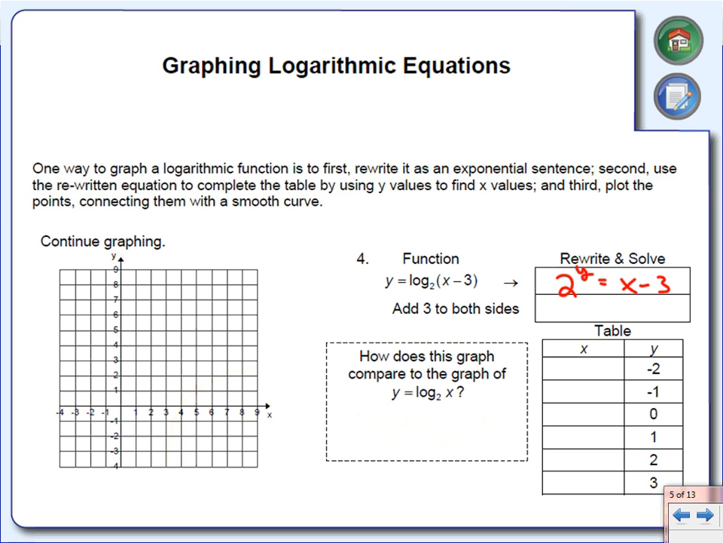In other words, I want to move that minus 3 over to the other side of the equation. The question is, how do you do that? They give you a little hint there. What? You add 3. So now we're going to end up with a new equation, which is 2 to the y power plus 3 equals x. And again, we're doing this so that it'll make things easier for us when we're trying to solve for x.